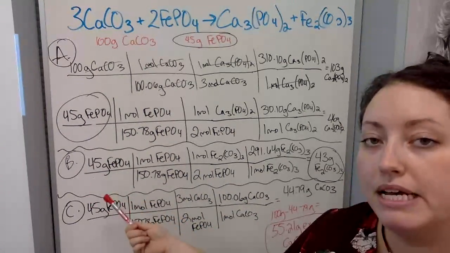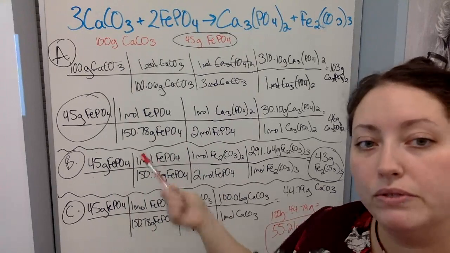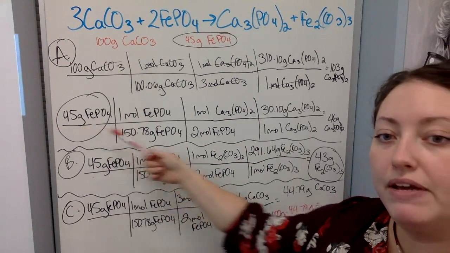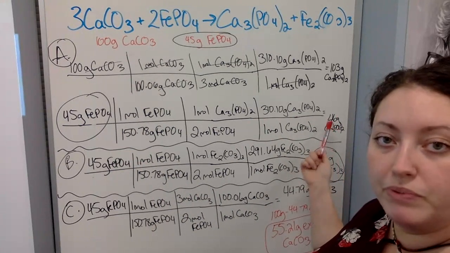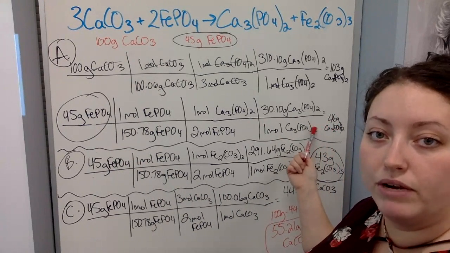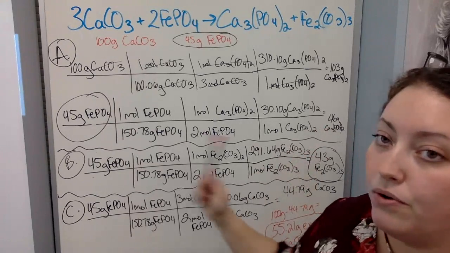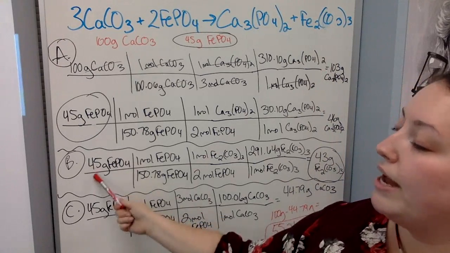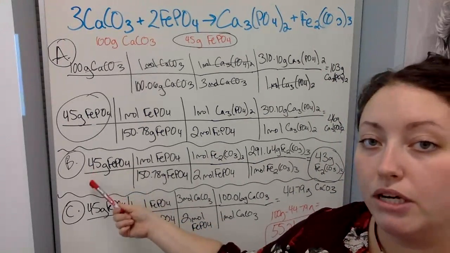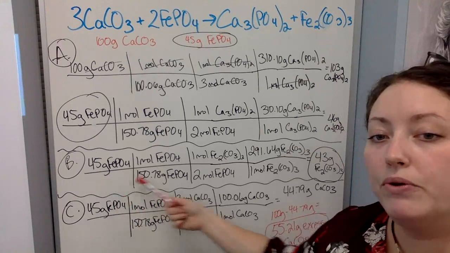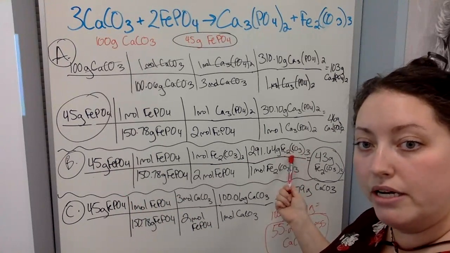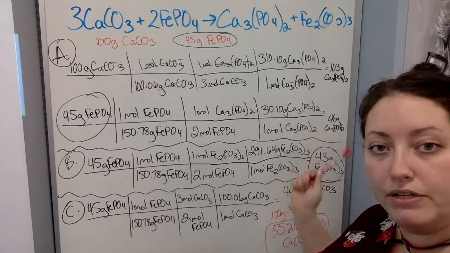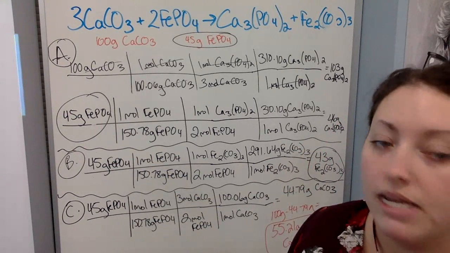Part B is asking how much of each product can you make using that amount of limiting reactant? Well, if we start with 45 grams of iron phosphate, we already know from part A that we can only make 46 grams of the calcium phosphate. To finish part B, I need to figure out how much we can make of the other product. We have our limiting reactant. That's always where we're going to start once we identify it. I'm going to convert this into the other product to figure out that we can make 43 grams of it. Now we know how much we can make of each product based off of the limiting reactant.